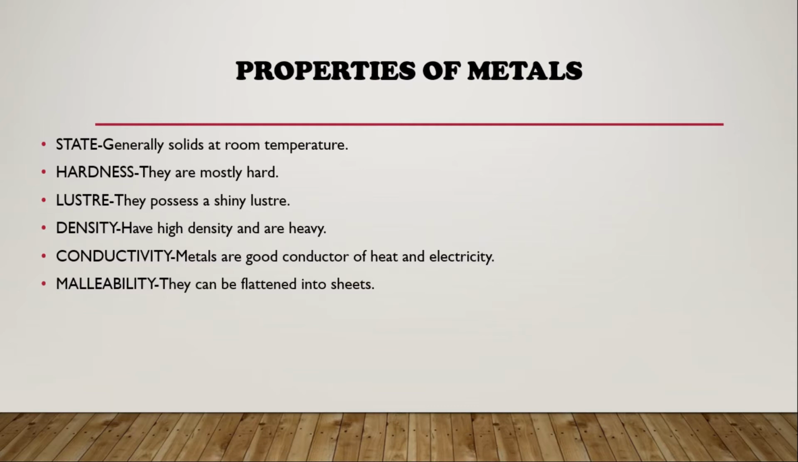Malleability is the property by which metals can be beaten or flattened into sheets, and that is why you can see gold foils and silver beaten into sheets, even zinc. Ductility is another property in which metals can be drawn into wires. You use gold jewelry which has very thin wires and shapes made out of it, and that is because of the ductility of metals.